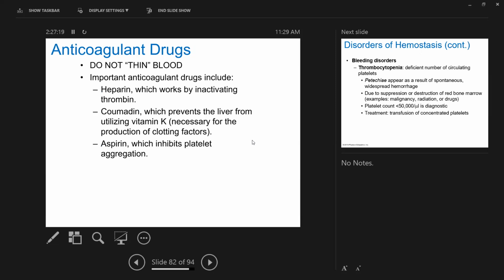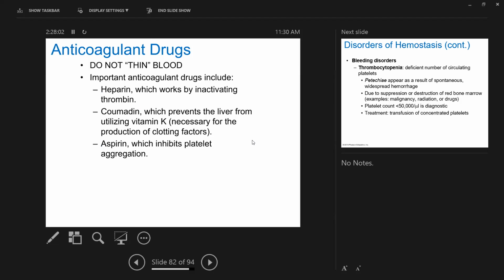Anticoagulant drugs. We hear the term blood thinners all the time. They don't thin. They work to prevent coagulation. Heparin, the old standby. Heparin has been around for a long time. We generate our own heparin. We still use heparin now as an anticoagulant, usually obtained from pig bellies, or pig stomachs. Don't ask me how. Heparin inactivates thrombin. No thrombin, no converting fibrinogen into fibrin. That's how it works as an anticoagulant.